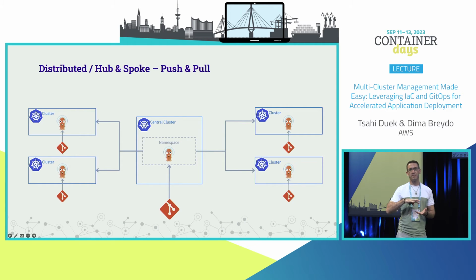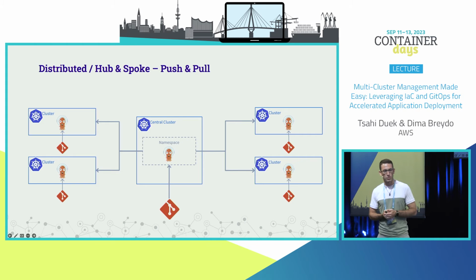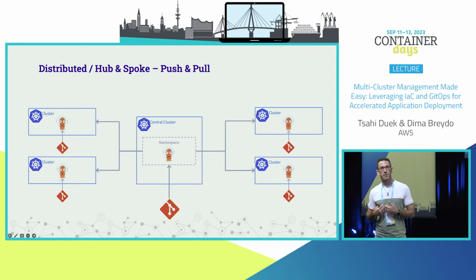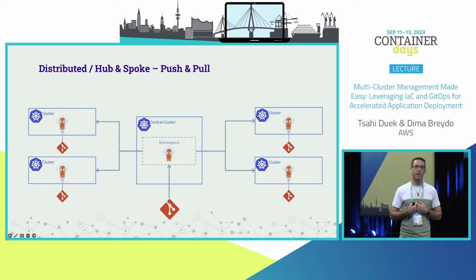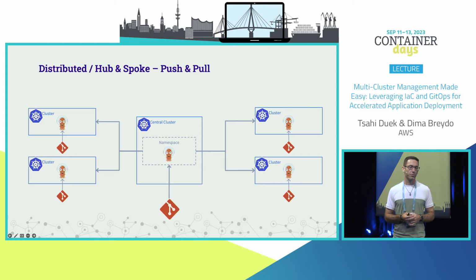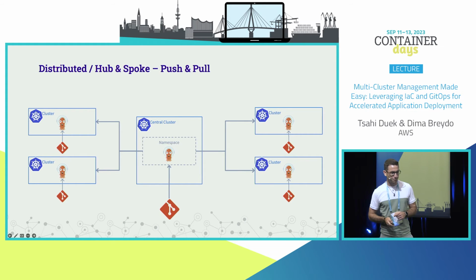The last step is a mix and match of both. We call it hub and spoke with push and pull. We have a GitOps instance in the central cluster. Usually it will be used by the platform teams to push, provision, and deploy the add-ons to all the remote clusters, where the remote clusters will be able to reconcile per team or per business unit specific applications into the specific cluster.